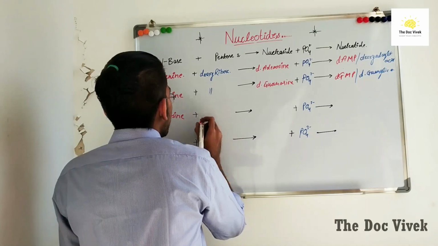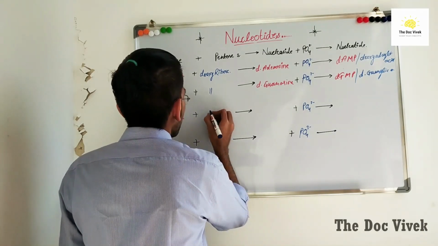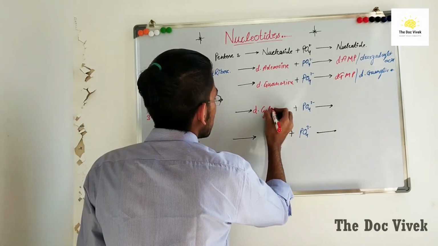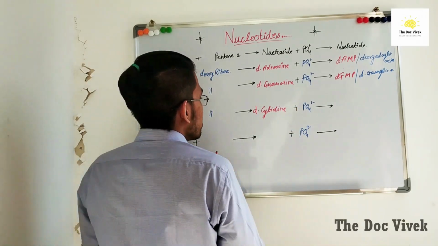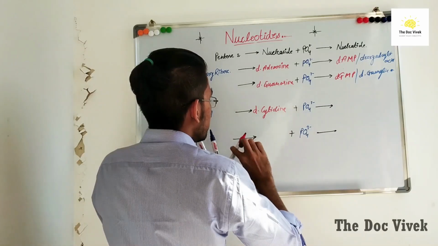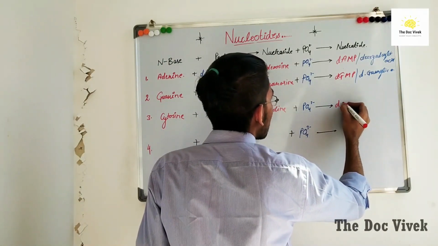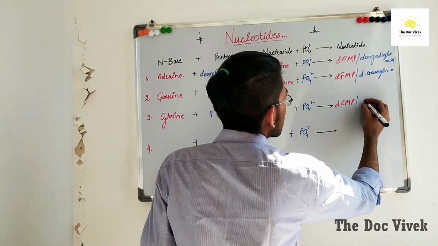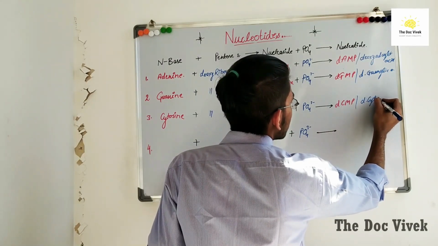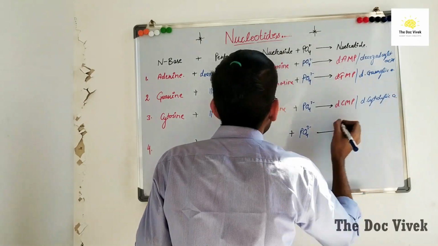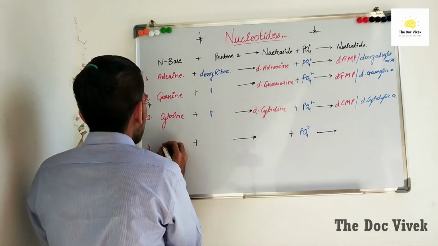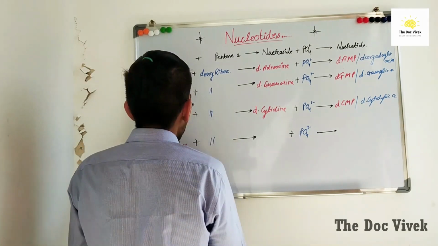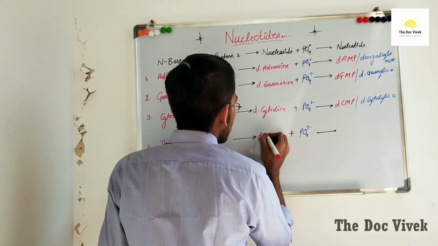Now cytosine, if we added deoxyribose sugar on cytosine, it results in the formation of deoxycytidine, and deoxycytidine, if phosphorylated, results in the formation of deoxycytidine monophosphate or deoxycytidylic acid. And the fourth one is thymine. If we added a deoxyribose sugar on thymine, then it results in the formation of deoxythymidine.